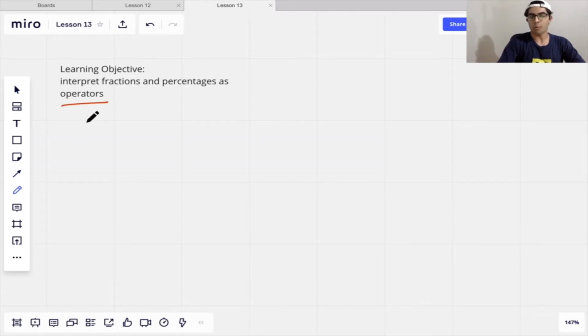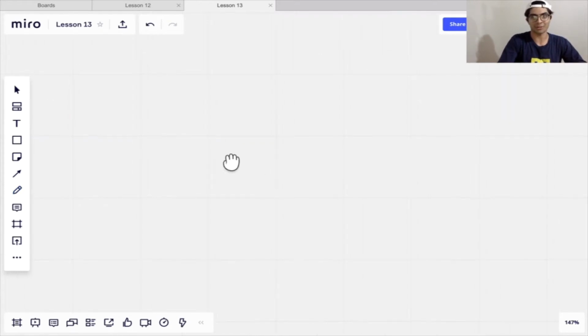Operators. Remember the word operations we talked about a few videos back? Remember stuff like addition, subtraction, those are all operations, right? That's because you take a number and you do something to it, you operate on it. So that's why it's called an operation. So this is saying that fractions and percentages can actually be seen as operations. You're asking how? Well, that's why I've got the questions ready for you.